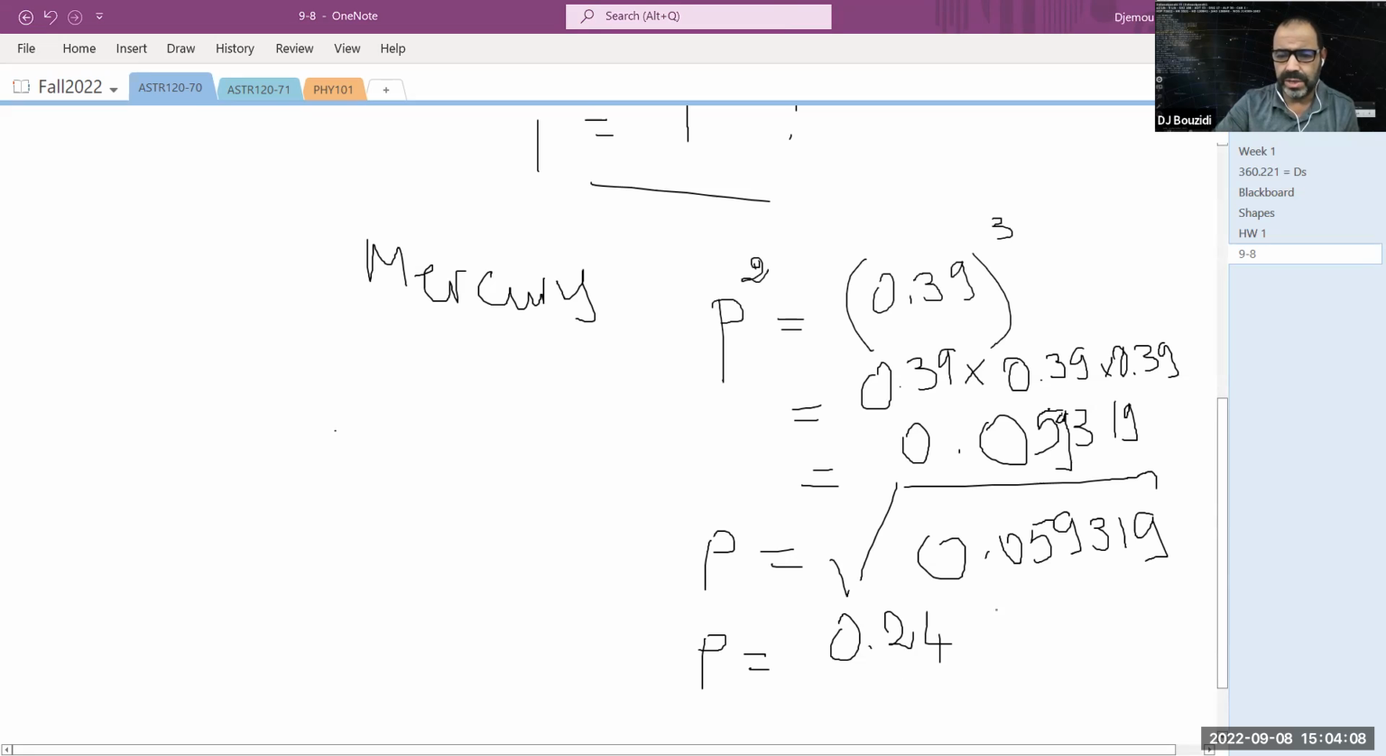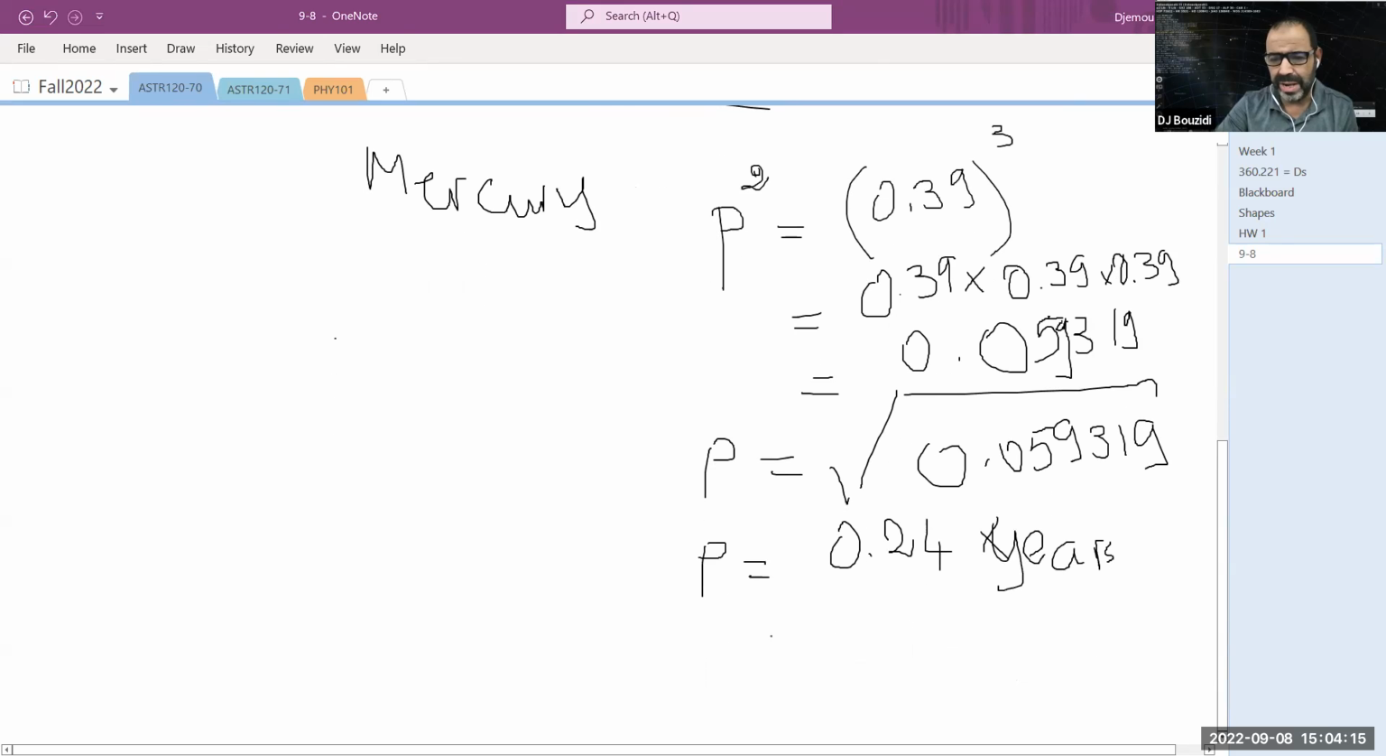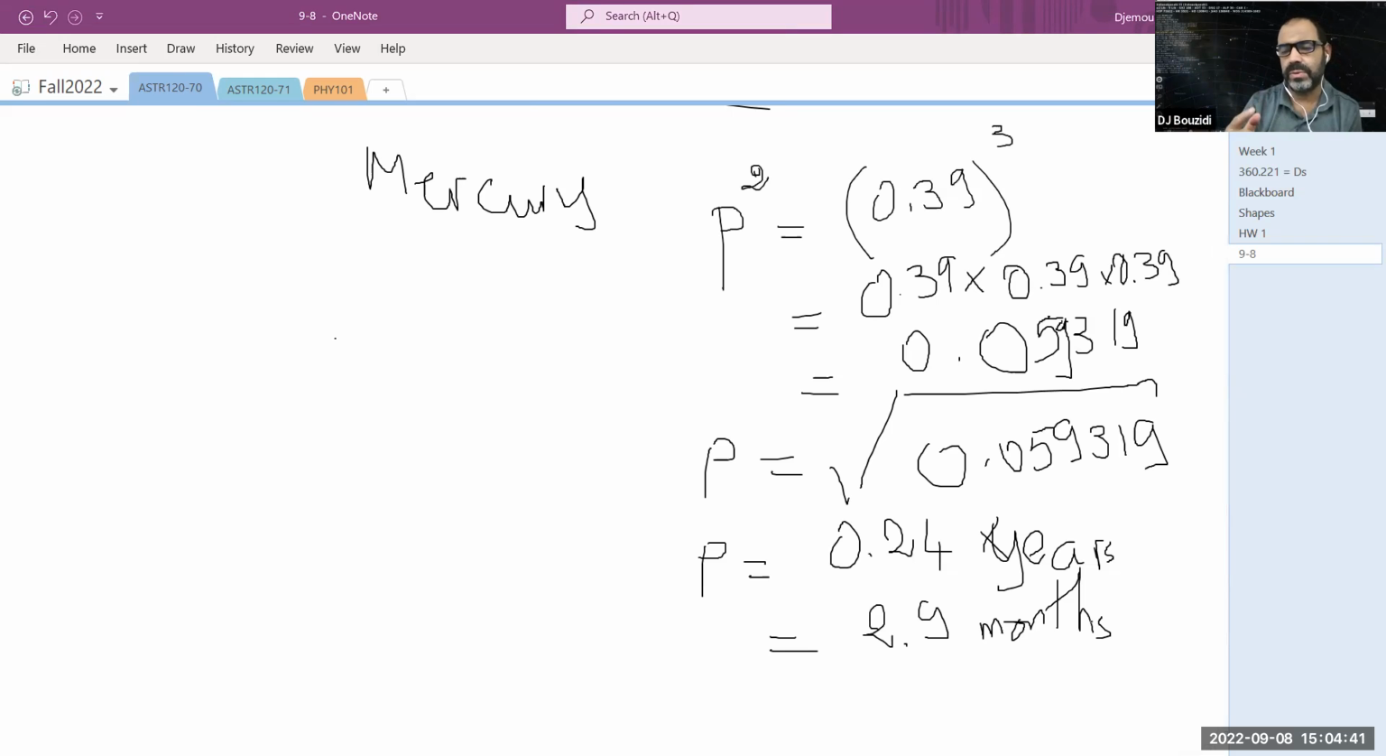If you wish, you take this number, which is in years, by the way, and multiply it by 12 to find how many months that is. It's 2.9 months, not even 3 months to go once around. In other words, when Mercury goes 4 times around the sun, the Earth will go only once around the sun.